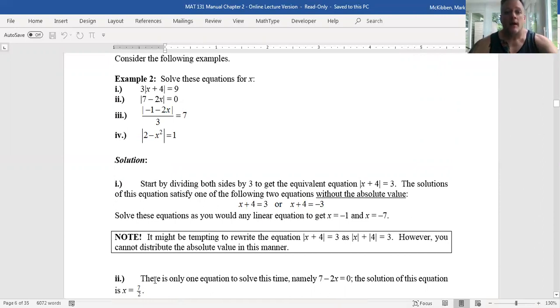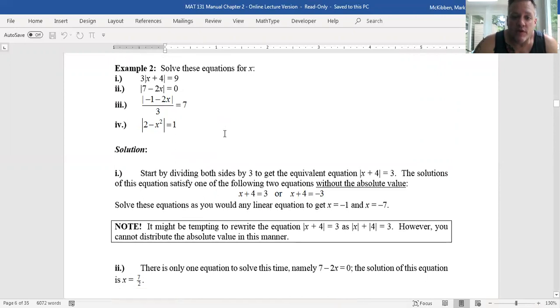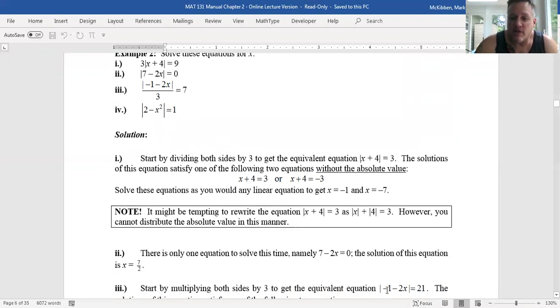All right. The next one, we almost have it in the right form, but we want to get that 3 on the other side. And so I'm going to move it over, right, to get the absolute value of -1 minus 2x, that absolute value of that whole thing equals 21.